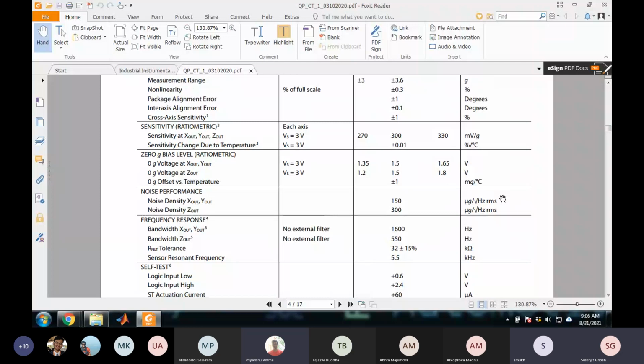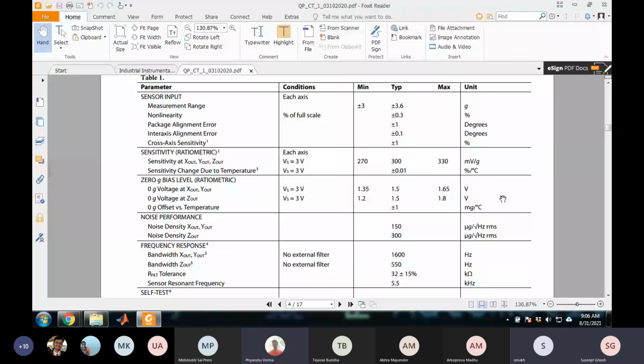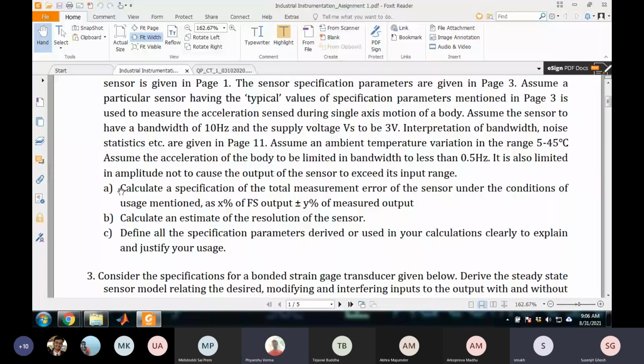The question is, try to calculate the total measurement error of the sensor. Let me read the question. Calculate the specification of the total measurement error as X% of full scale output and Y% of measured output.